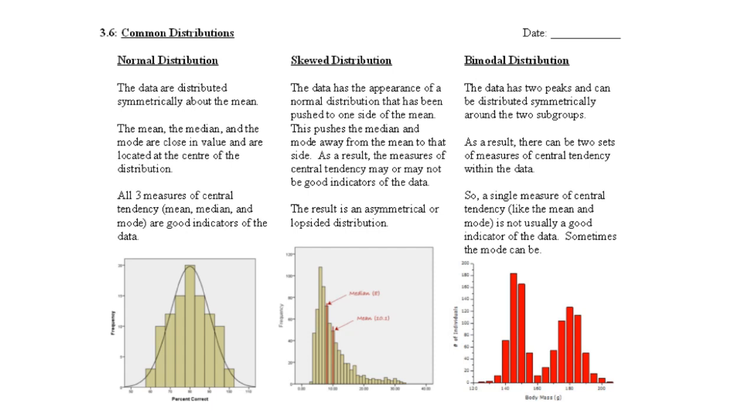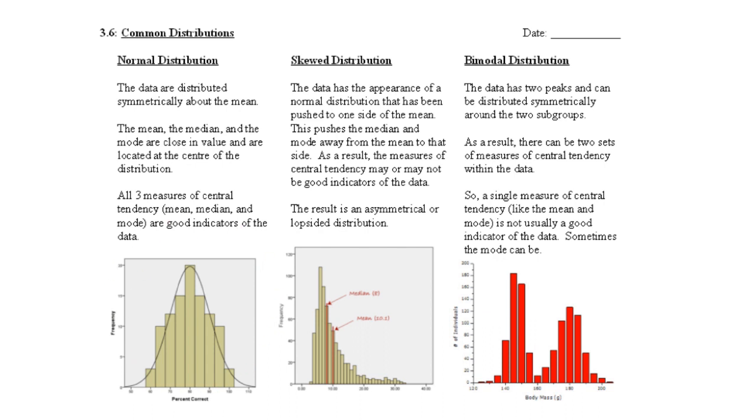So today we're going to talk about some common distributions. The three distributions we're going to talk about are the normal, the skewed, and the binomial. Okay, so the normal distribution looks like this, right?